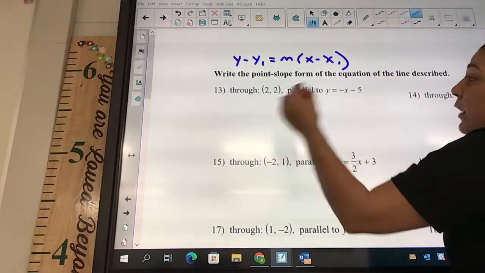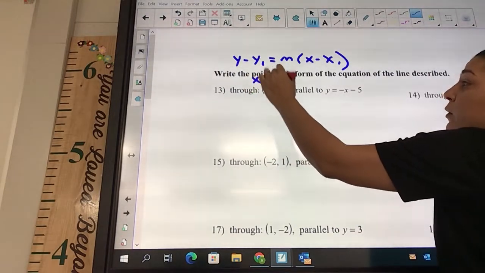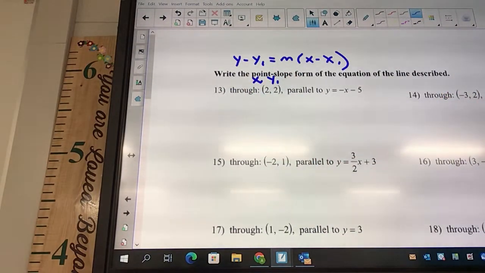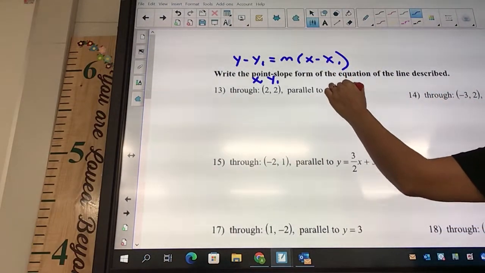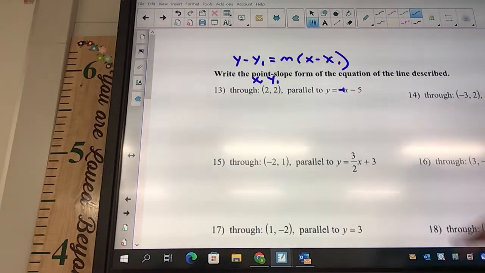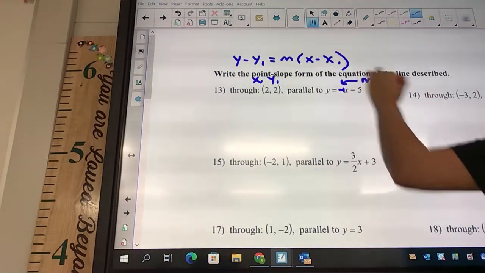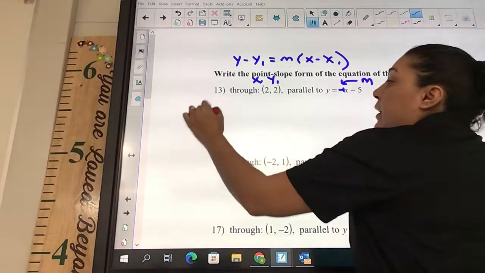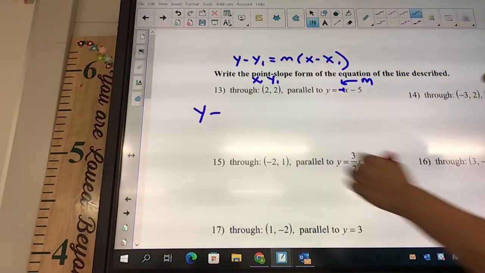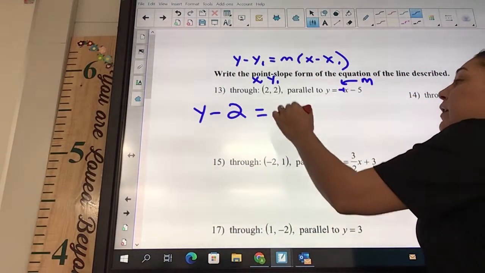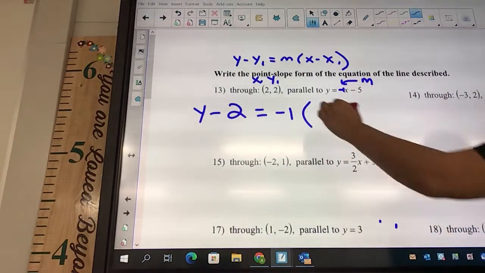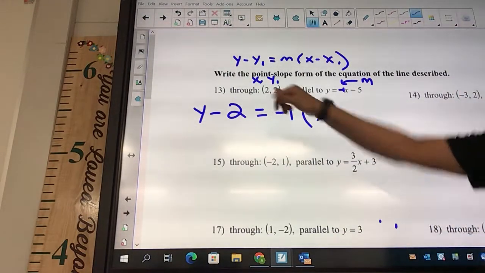Okay, so we're gonna label a point x1, y1, and for parallel, we keep the same slope. And so what is the slope of this line? It's gonna be -1. And so we keep our same slope. This really is our m, and we're gonna keep it. So you're gonna have y minus, my y1 is 2, equals m, and my m is -1, times x minus, and my x1 is 2.